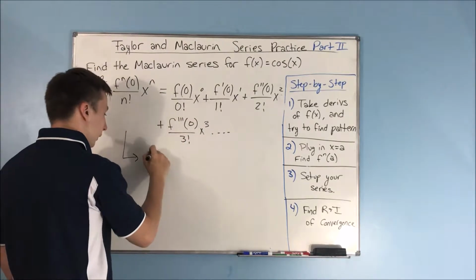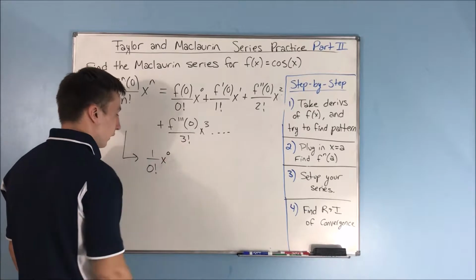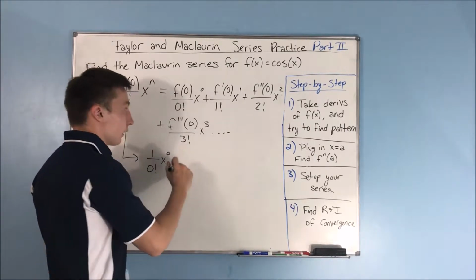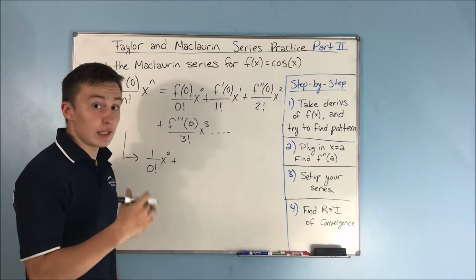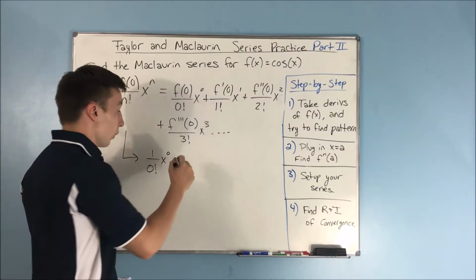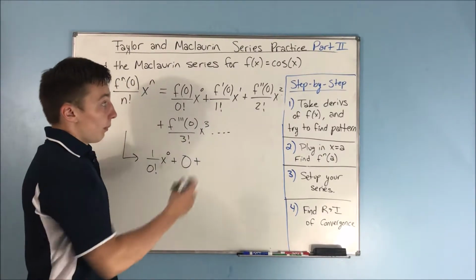Cosine of 0 is 1. So we're going to have a 1 over 0 factorial times x to the 0 power. We'll have plus a f prime of 0. Well, the f prime, that's going to be negative sine. Negative sine of 0 is 0. So this whole next term is going to be 0. Okay? What about the next term?